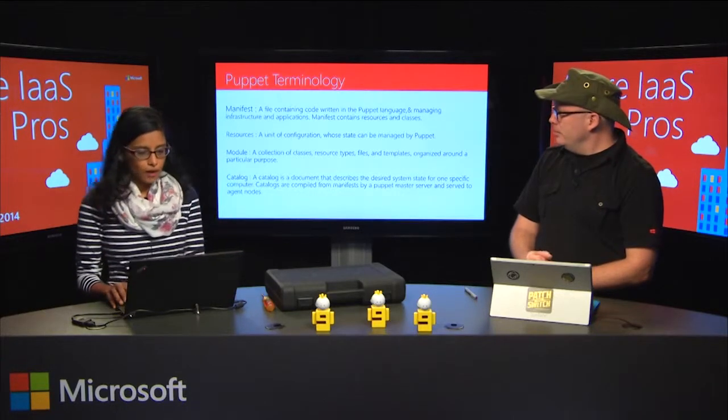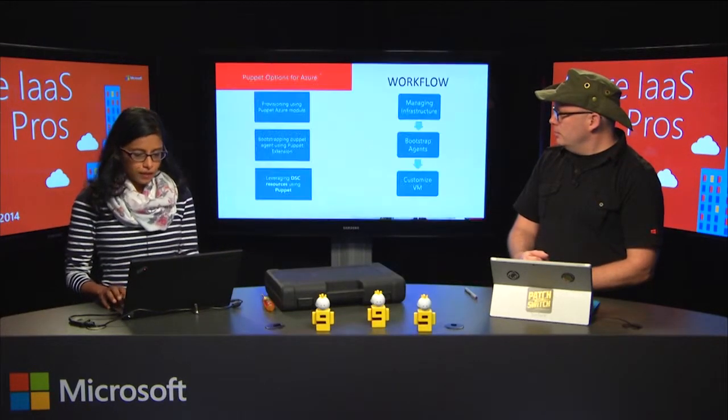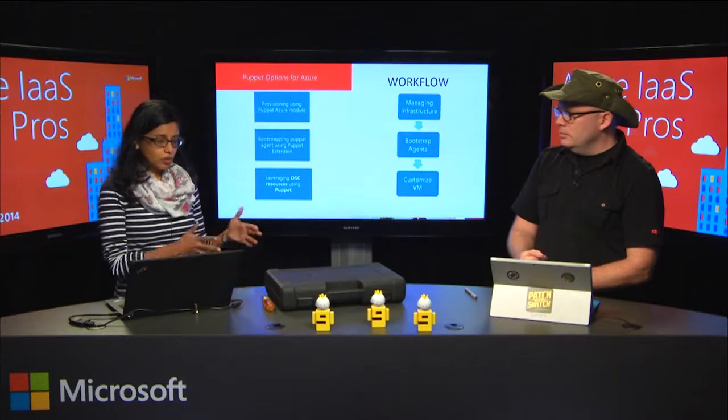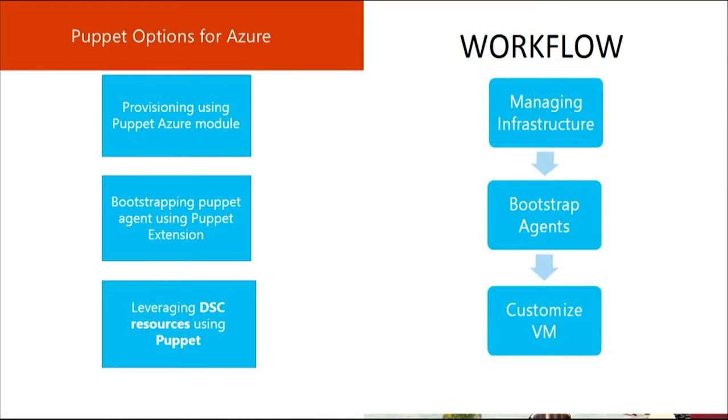Okay. So at this point, we'll again go back to our original workflow of 3 steps, right? How do I create my infrastructure? How do I bootstrap agents? How do I customize VMs? So all of these 3 things also can be done by using Puppet tools, and we'll briefly talk about those things. So the first thing is how do I manage my infrastructure using Puppet tools?